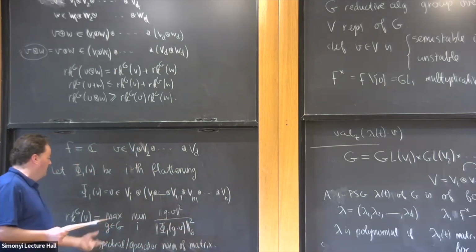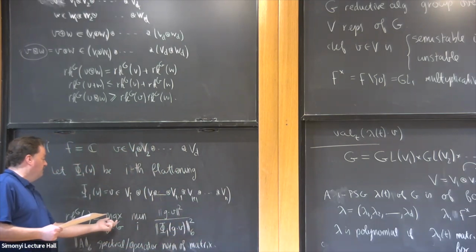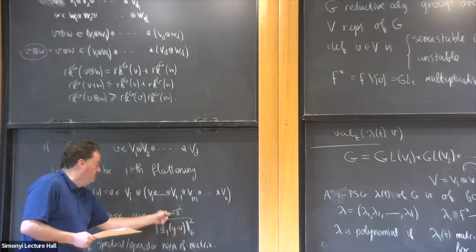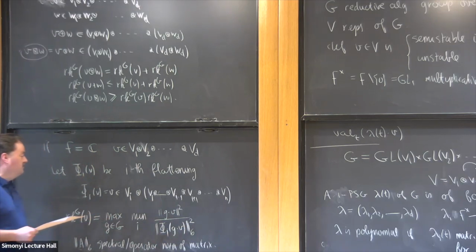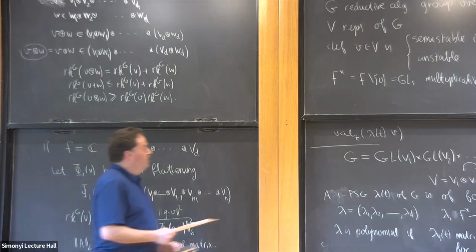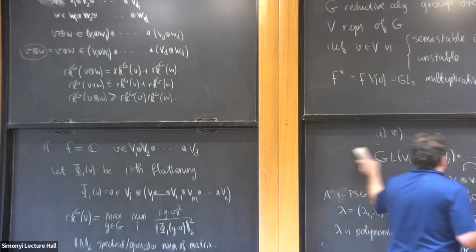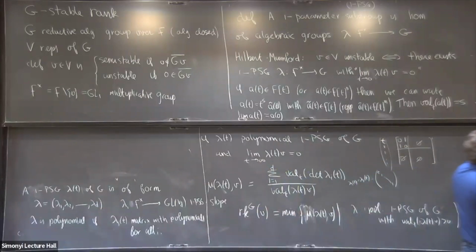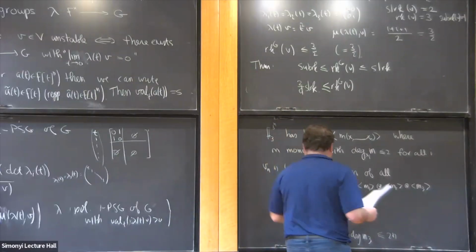And since this is a maximum, if you find any g and you compute these norms, which is easy to do, then you have a lower bound for the G-stable rank. So maybe in this one example we can do that here. Let me just do it here.